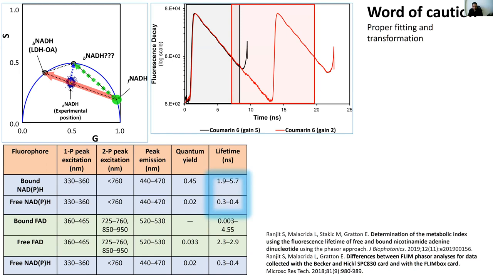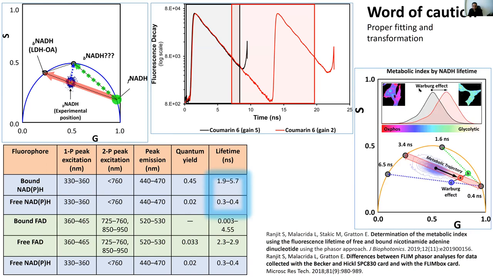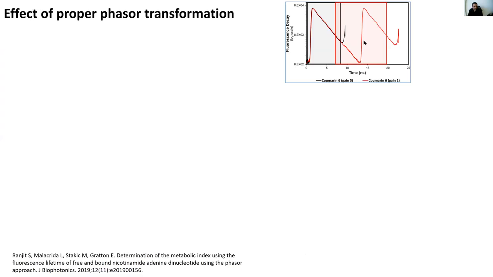And this work, Lionel and I published in 2 consecutive papers. One is to look at bound and free NADH. The other one is the proper transformation. And because of these differences, you would have different metabolic trajectories from different papers. So it's worth looking at it with a cautious mind.